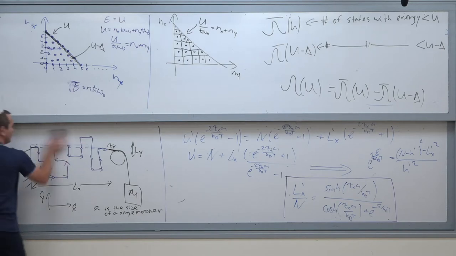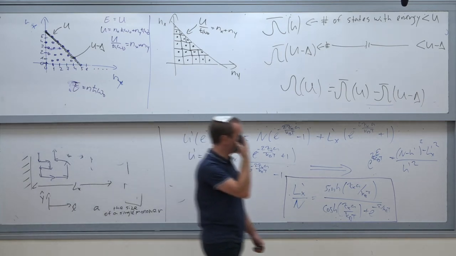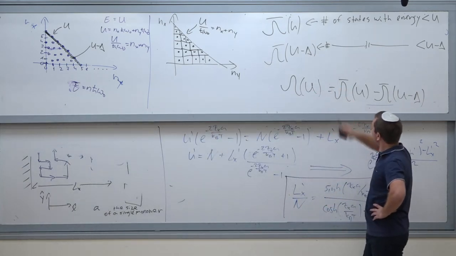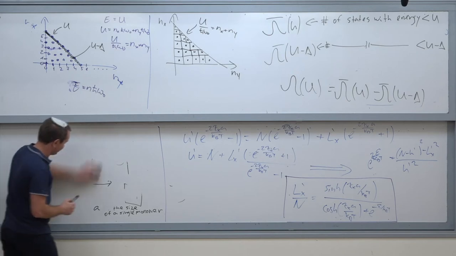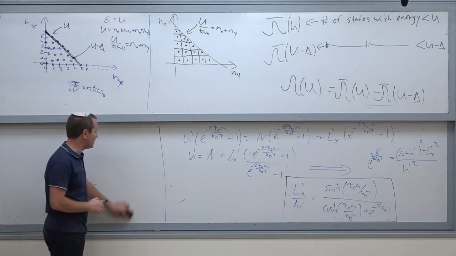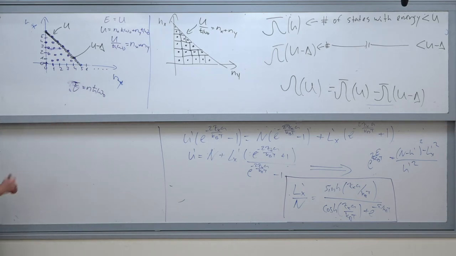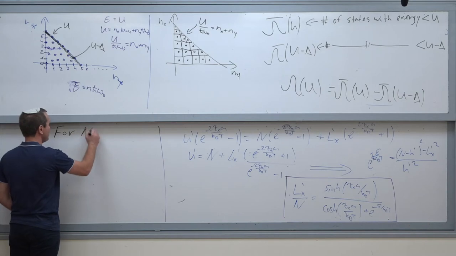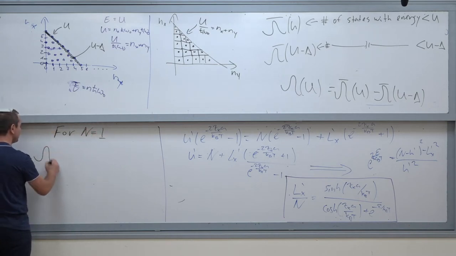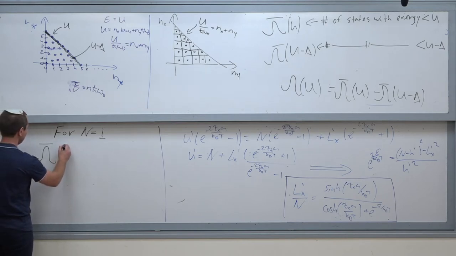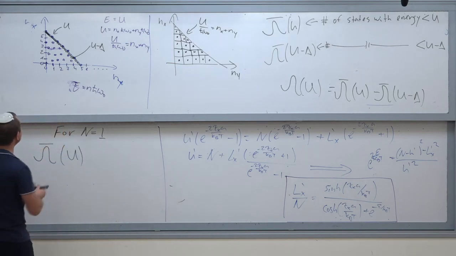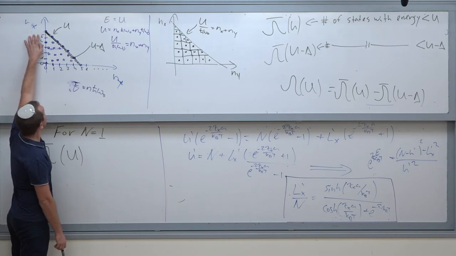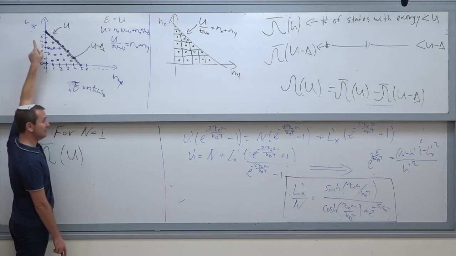So let us try, for this Einstein model, to obtain the formula of omega hat of u. Now, if I had only one particle, or one oscillator, for n equals 1, what is omega hat of u? This is the number of states that are smaller than u. So it's simply 0, 1, 2, 3, 4, 5.